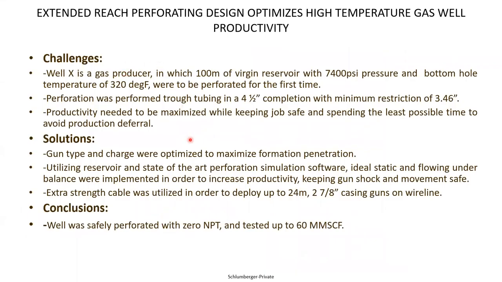So just to close, for this job that we did with this extended reach perforation, I want to show you the type of wells that we can perforate. In this case, we perforated a 100 meter virgin reservoir with a pressure of 7,400 PSI and very high temperature, 320 degrees Fahrenheit. It was a job performed through tubing with 4.5-inch completion in place. So we conveyed, as I showed in the previous slide, 24 meters of 2.78-inch casing guns on wireline. And at the end of the day, we managed to produce 60 million scf for this well, okay?